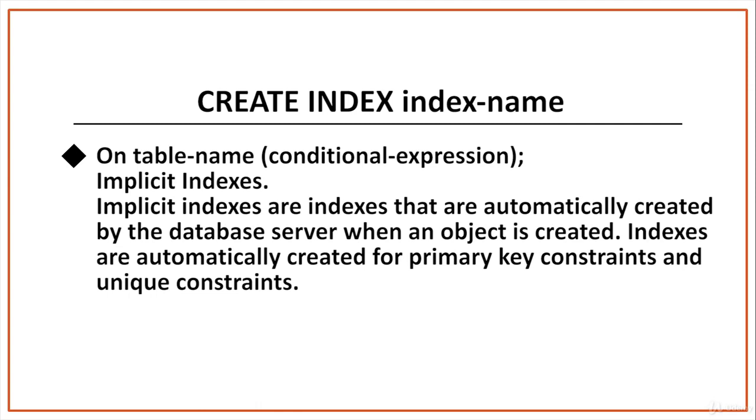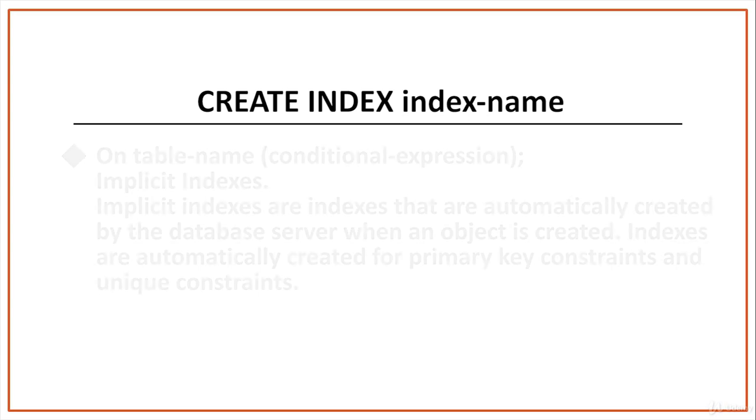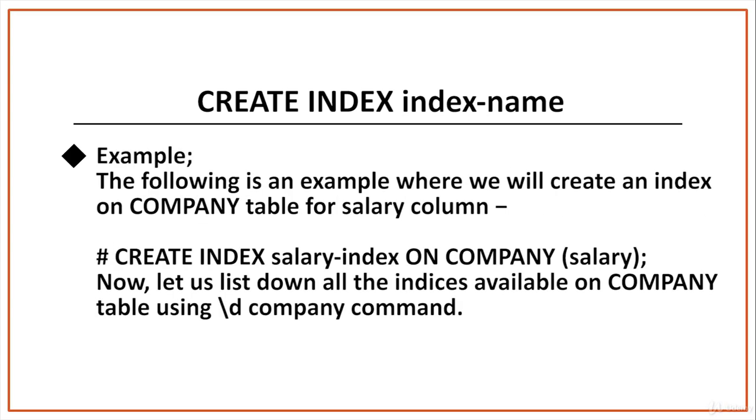Implicit indexes are indexes that are automatically created by the database server when an object is created. Indexes are automatically created for primary key constraints and unique constraints. Example: the following is an example where we will create an index on the company table for the salary column. CREATE INDEX salary_index ON company (salary).